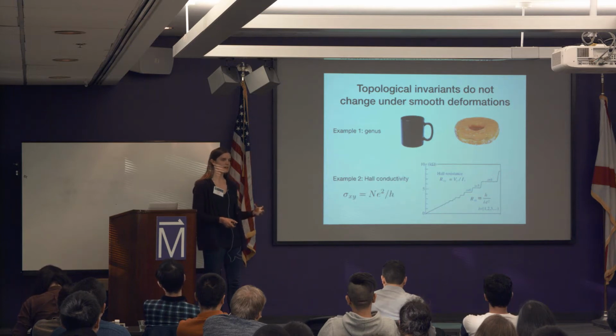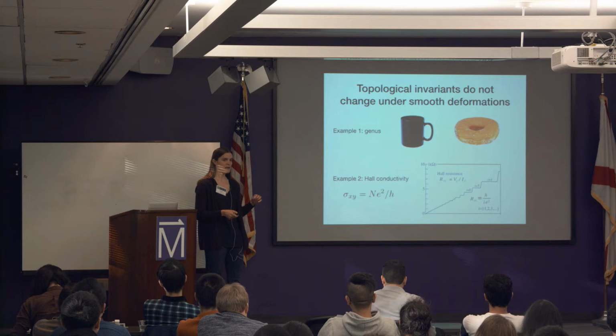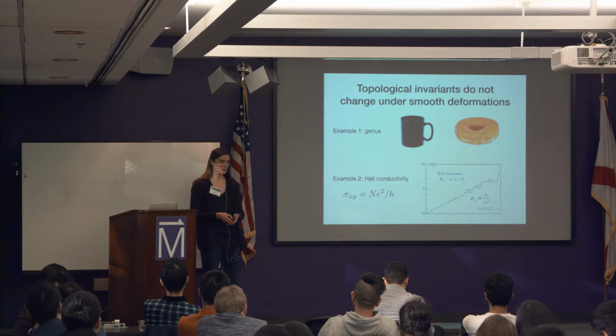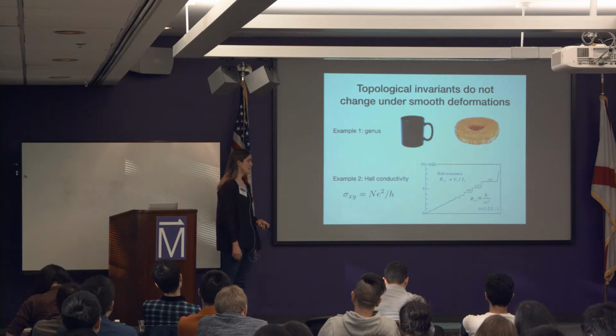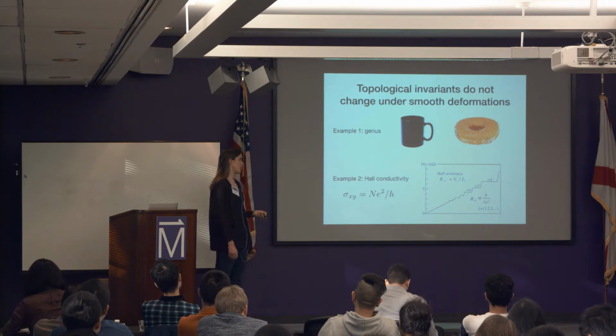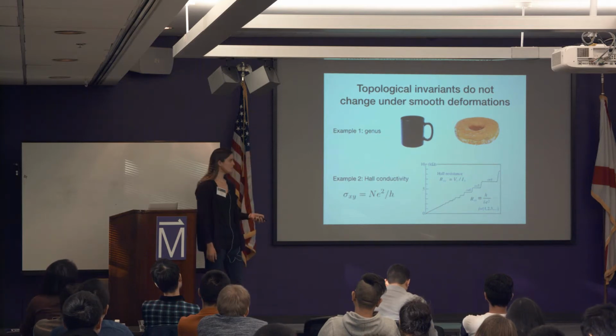It's something which takes on integer discrete values, and when you change your system a little bit, that integer value can't change because there's nowhere continuous for it to jump to. So we see that the quantum Hall insulator is an example of a topological invariant.